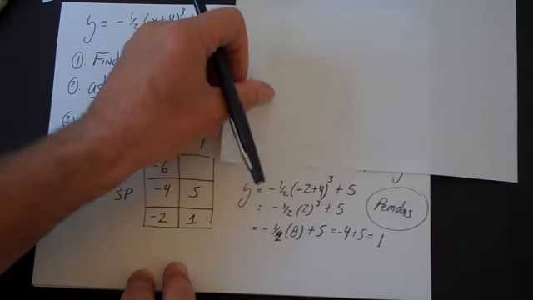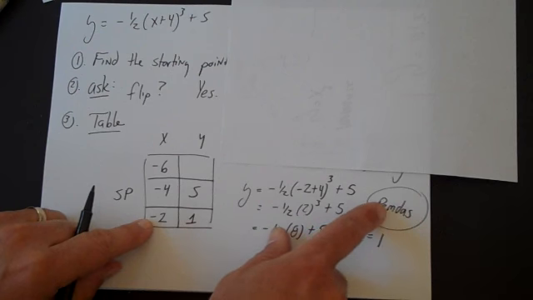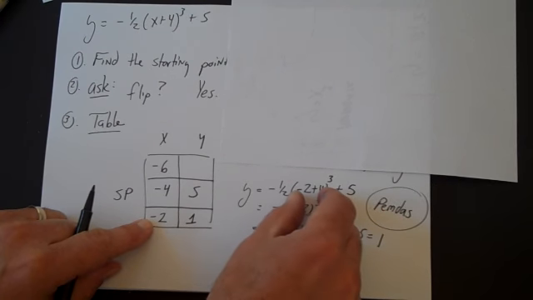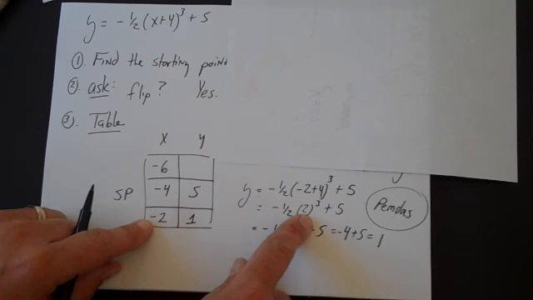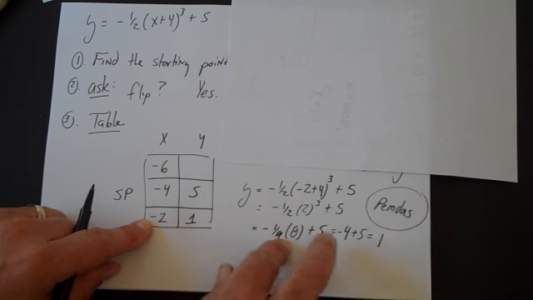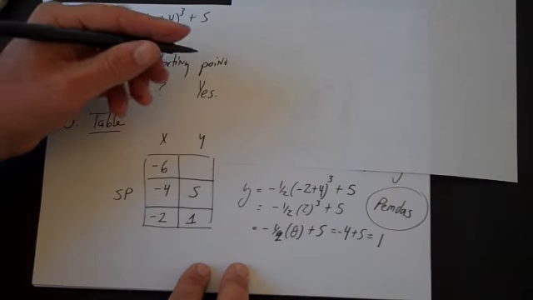All I did here is I chose any x I wanted to. I chose minus 2. I'm going to use the PEMDAS rule, so I'm going to do parentheses first, so minus 2 plus 4 is 2. 2 to the third is 8, so that's minus 1/2 times 8 plus 5. I'm going to multiply next, so it's minus 4 plus 5 is 1. Now I'm going to do the same thing.